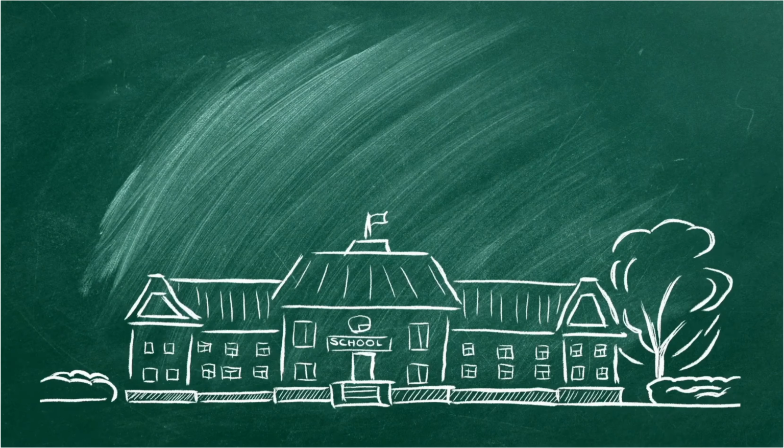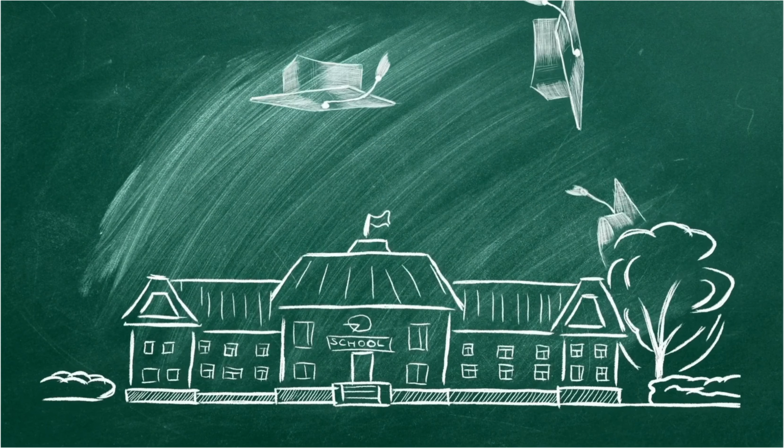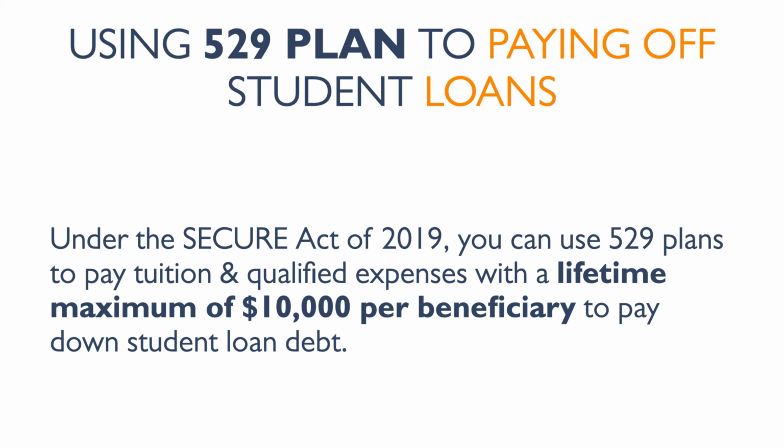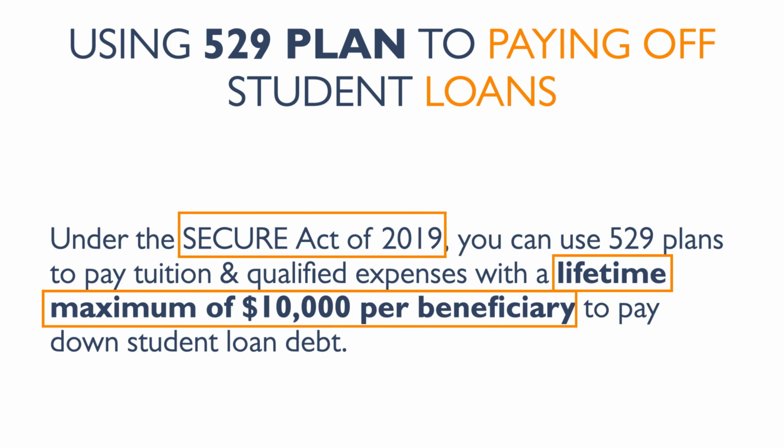529 plans are intended to pay for education-related expenses like tuition, but you could not use them to pay off student loans. However, under the Secure Act of 2019, now you can use the 529 funds to pay off up to $10,000 of student loans per beneficiary over their lifetime. So for example, if you have two children, you can use a maximum of $10,000 from the plan to pay off loans for each child.